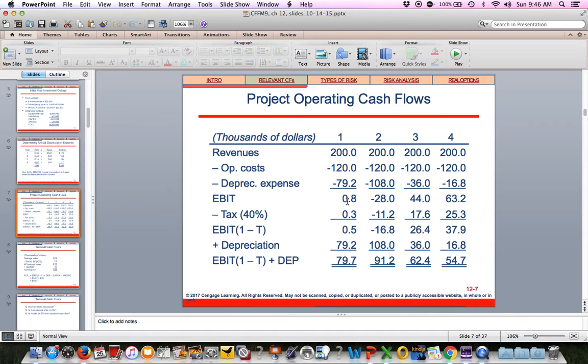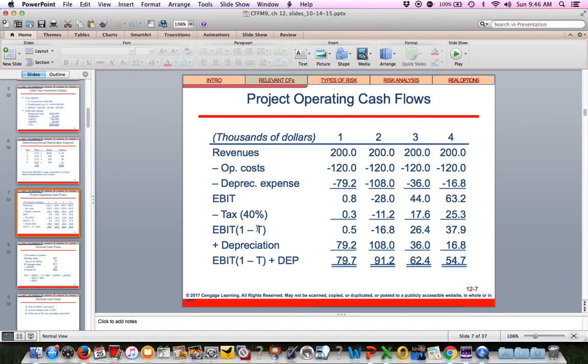That gives me an EBIT, earnings before interest and tax. Okay, and so you can see it's a small positive, a big negative because I had a big depreciation year, and then positives. Okay, my tax rate's 40%. You can see what the calculation there is.